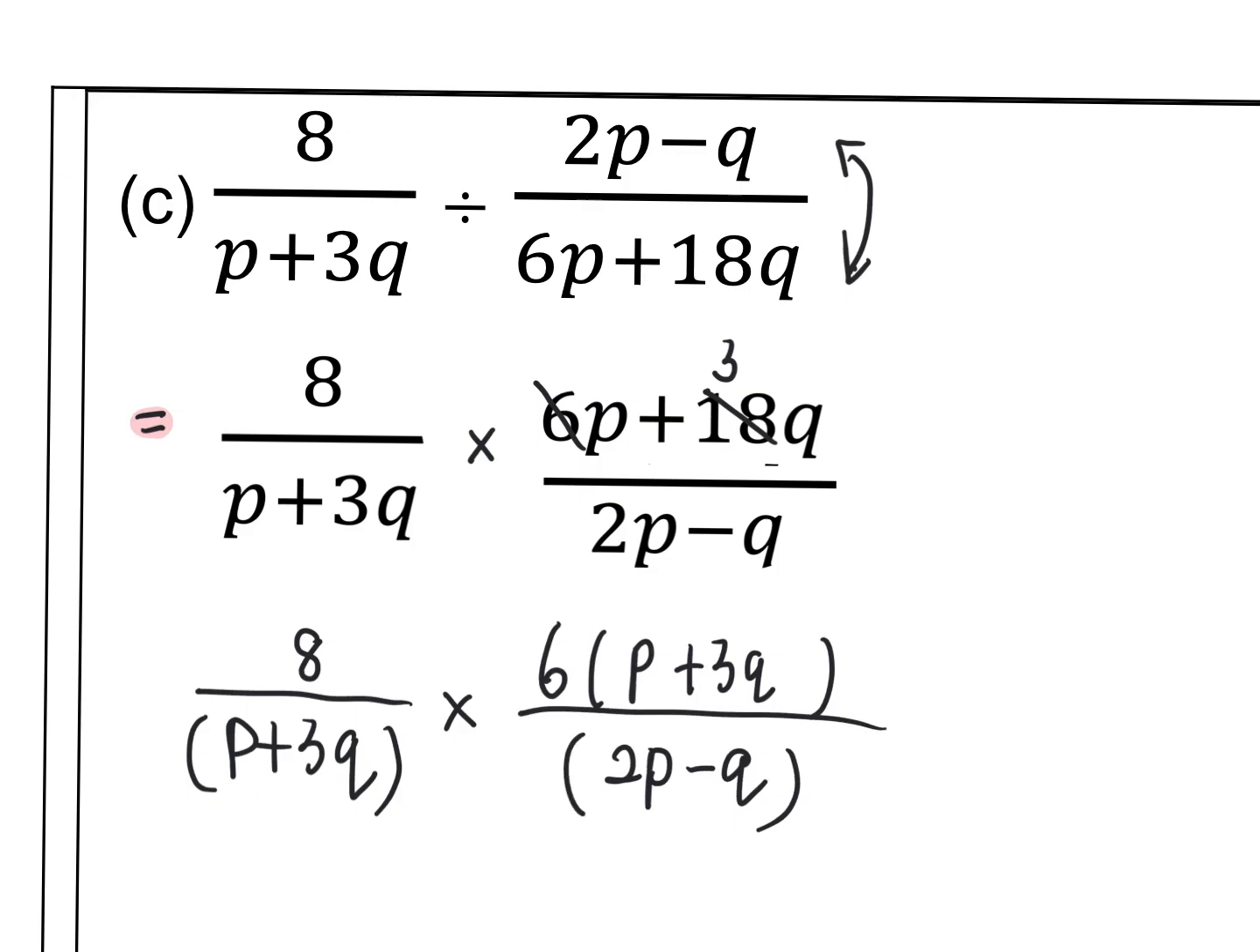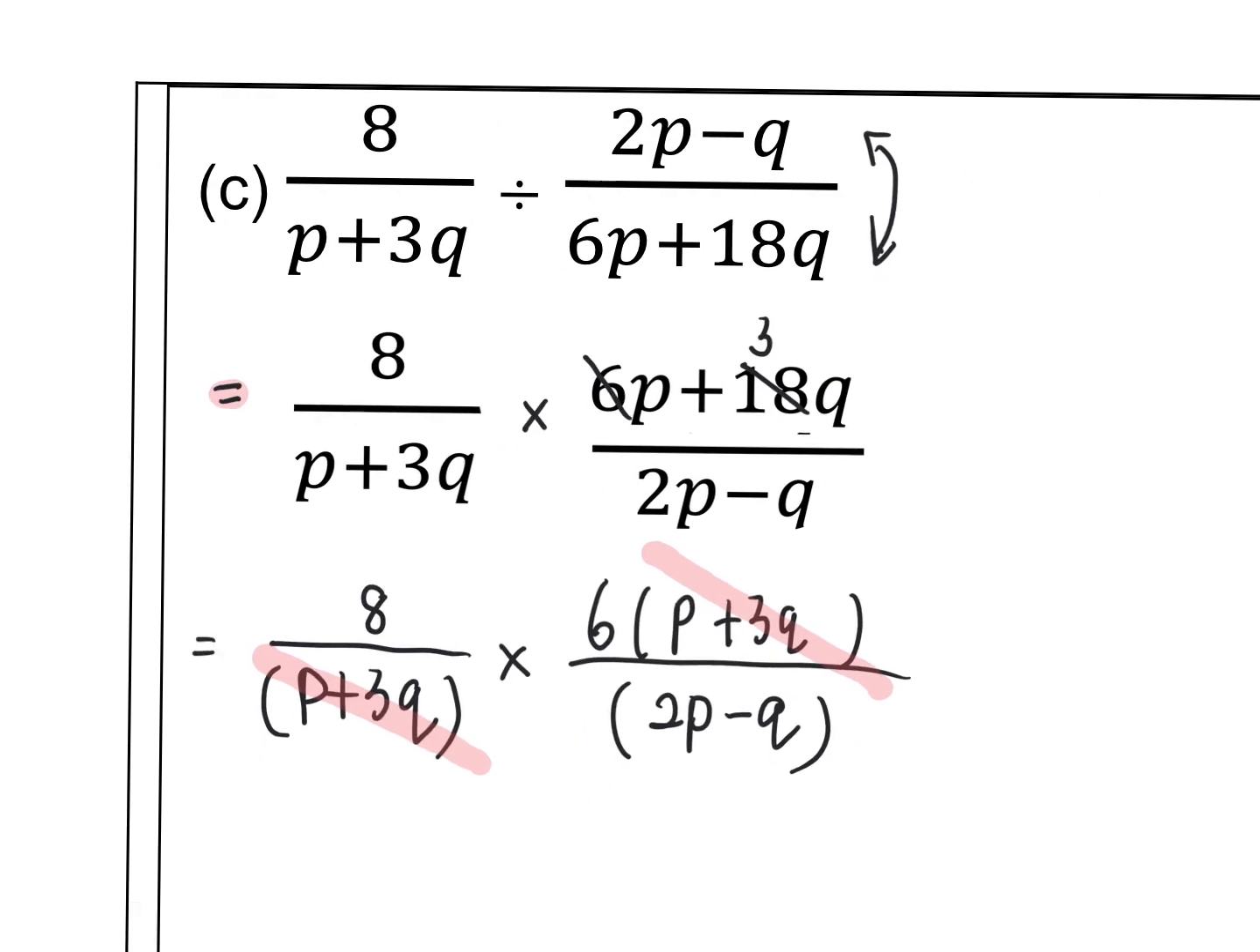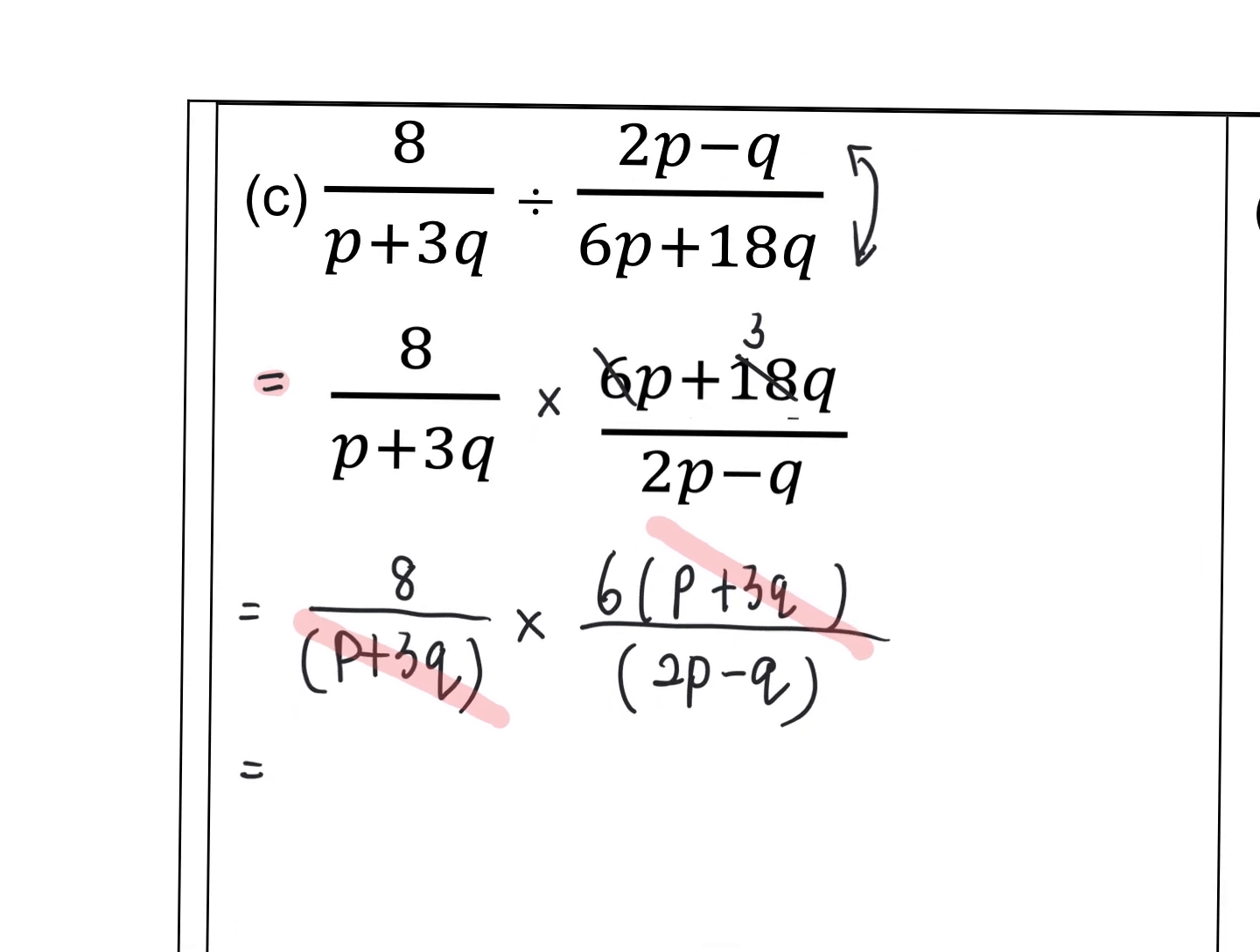Okay, you will see that you share one thing in common over here that you can cross out. The rest, you can't do much anymore. So combine the numerator, what are you left with? 48. Yes. Then at the bottom is just 2P minus Q.